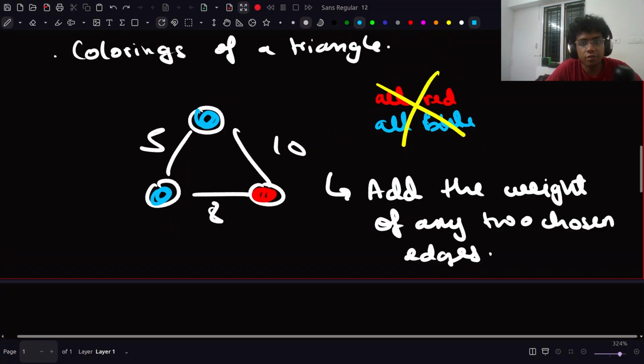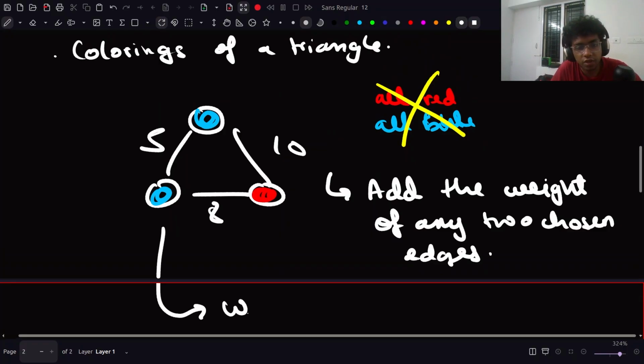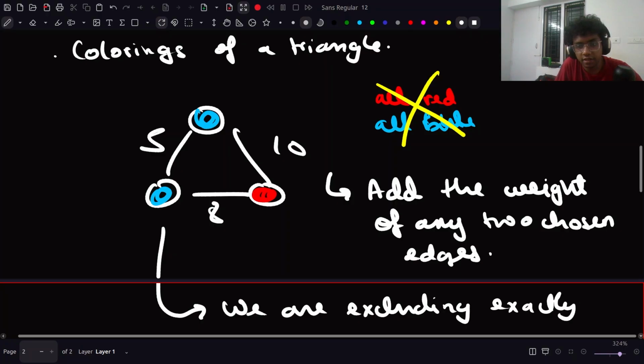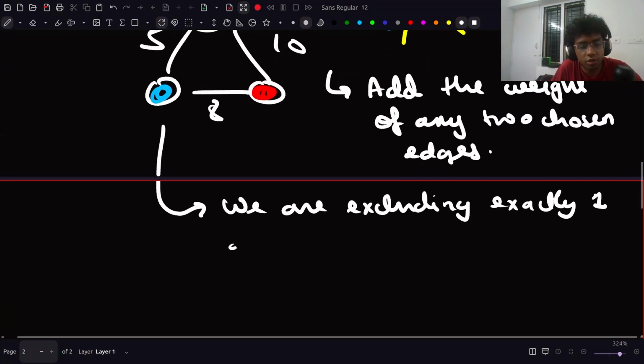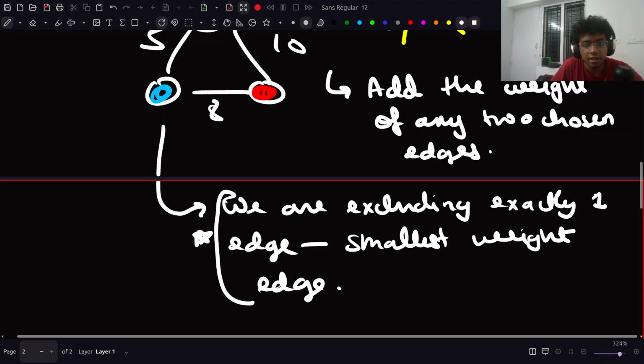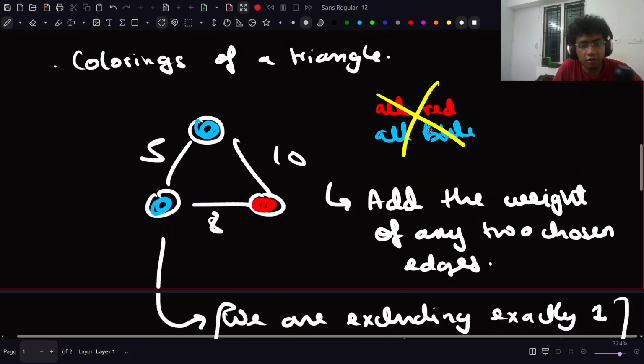Or basically, if you view it in another way, we are excluding exactly one edge, and that is the smallest weight edge. Okay, we are excluding exactly one edge, the smallest weight edge, right? So why are we choosing to exclude the smallest weight edge? Because that's the one which is giving us the minimum benefit to our sum. Okay, right? And this will give us the number of ways to color a given triangle.